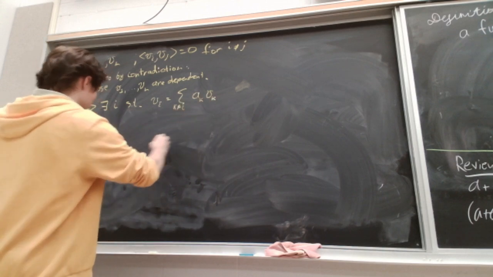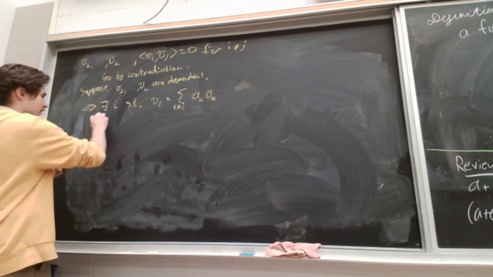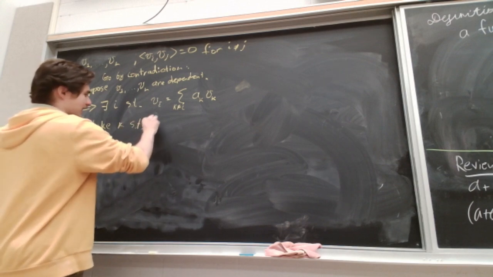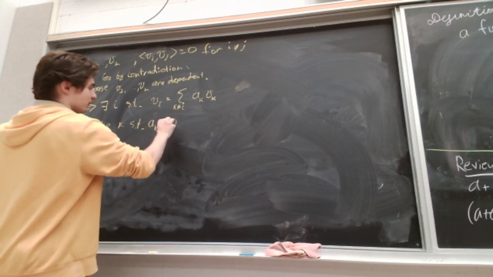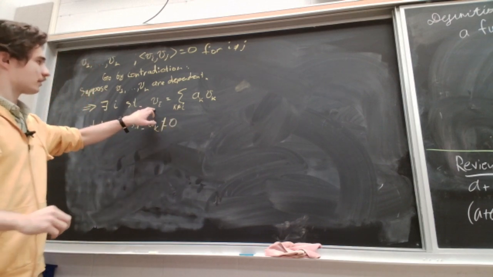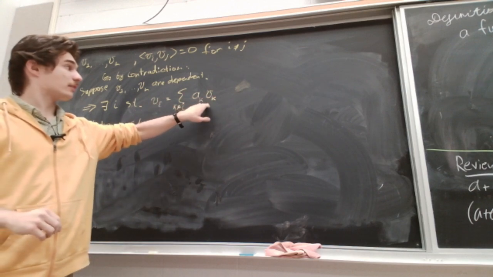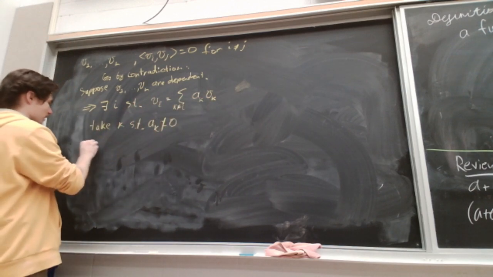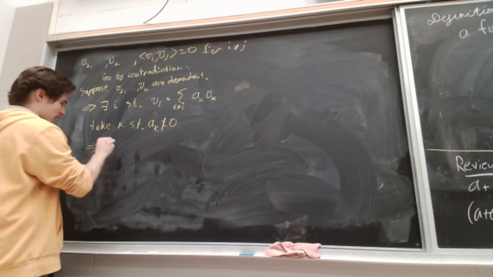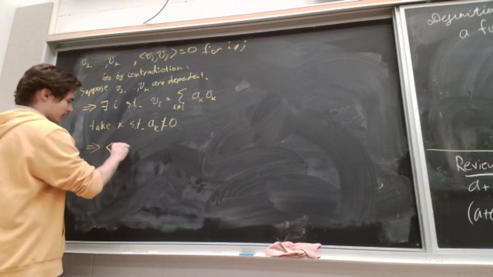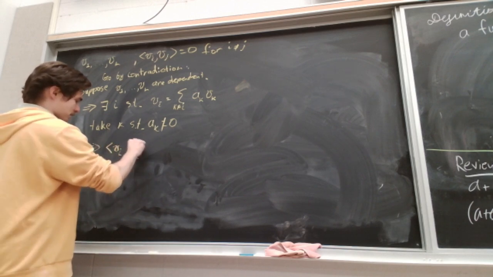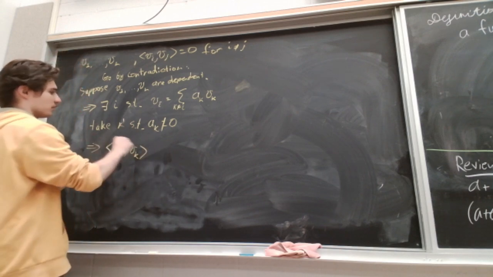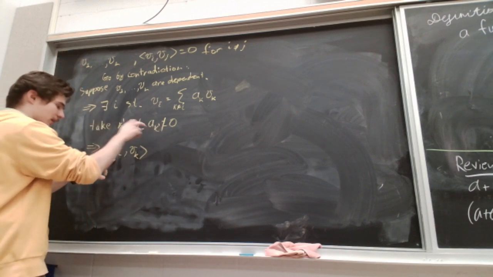Okay, so this means, take k such that a_k is not equal to 0. So take a vector v_k that actually contributes to v_i. Then we take the inner product of v_i with v_k. Let's take k prime. So fix a k prime.